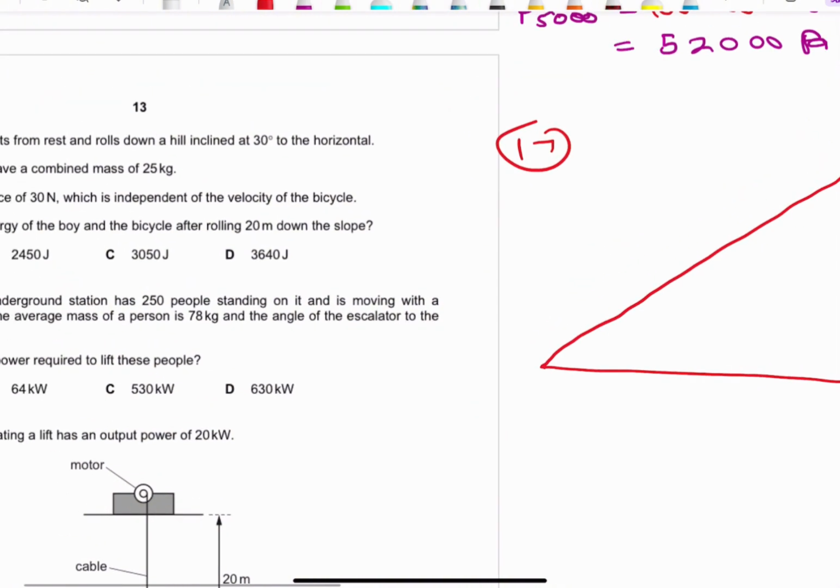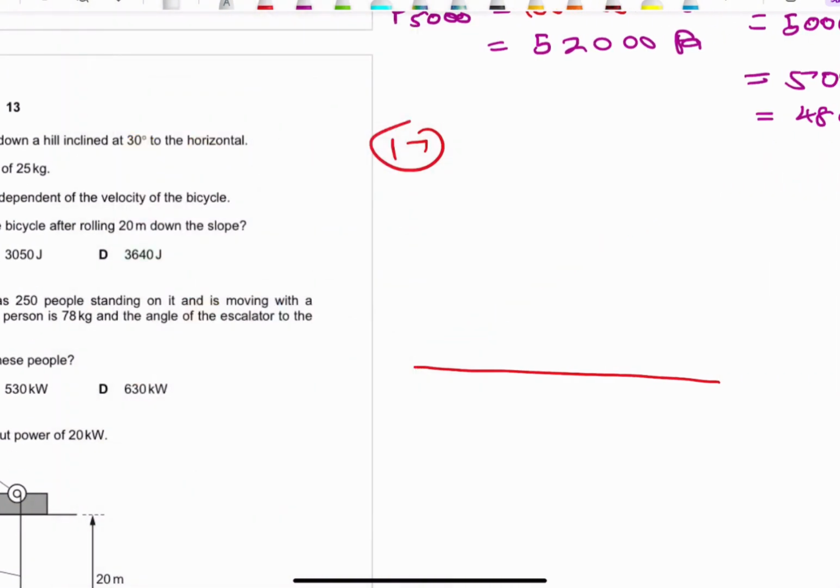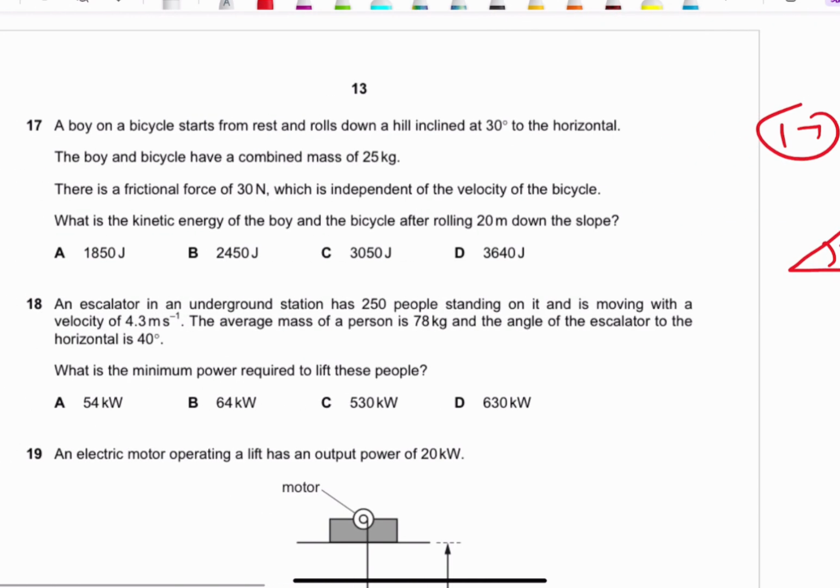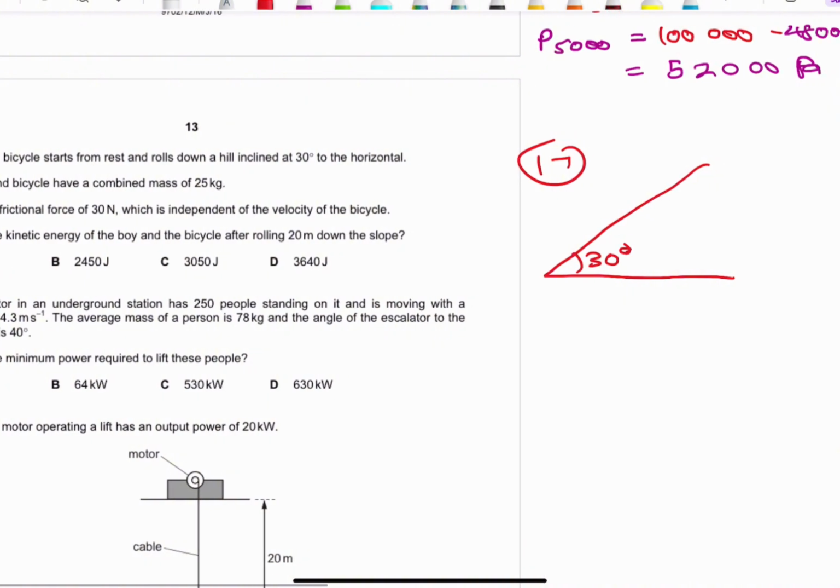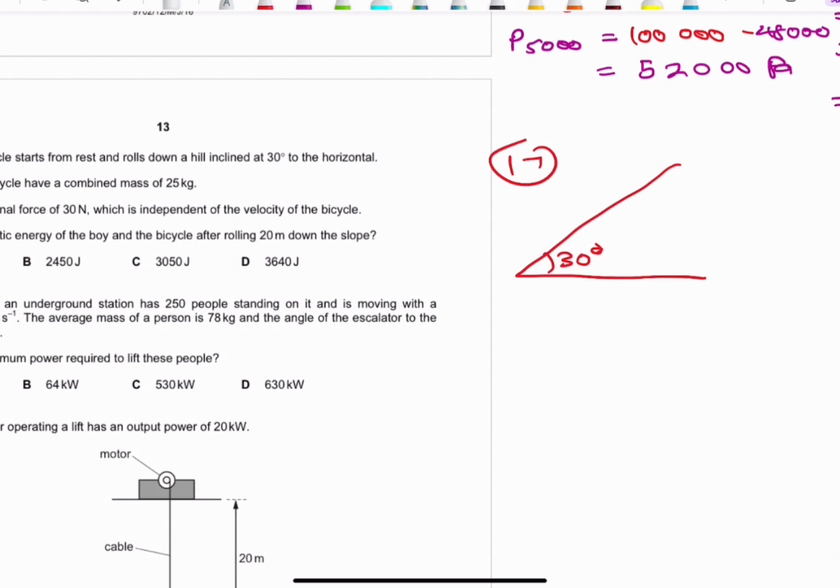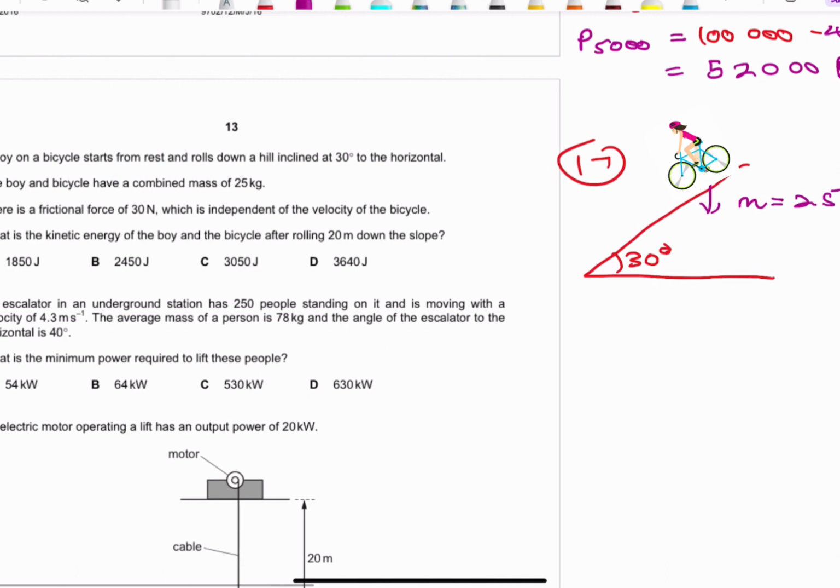And the inclined plane is actually at an angle of 30 degrees, right? So let's make it a bit smaller. So the inclined plane is like that at an angle of 30 degrees. And we've been given a boy on a bicycle. As you can see, that's the boy on the bicycle. And the boy and the bicycle have a combined mass of 25 kgs heading downwards. There's a frictional force of 30 newtons, which is independent of the velocity of the bicycle. What is the kinetic energy of the boy and the bicycle after rolling 20 meters down the slope, right?